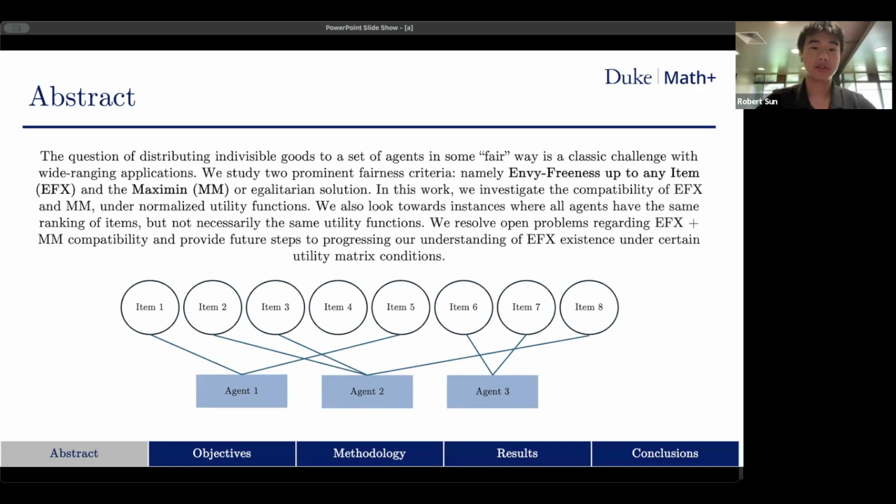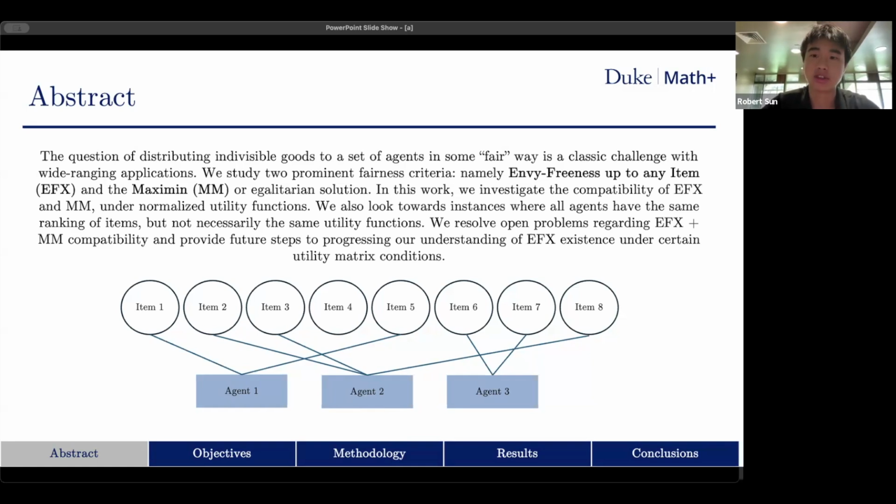And we're going to look at two prominent fairness criteria, namely one of them being envy-freeness up to any item, or EFX, which essentially tries to minimize the envy between any two players, saying, okay, even if I envy you, if I take away any of your items, I won't envy you anymore. And we're also going to be looking at the maximin allocation. In this case, it's just trying to maximize the minimum utility of all agents.